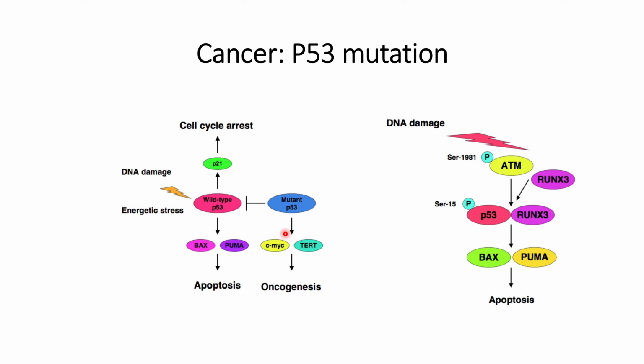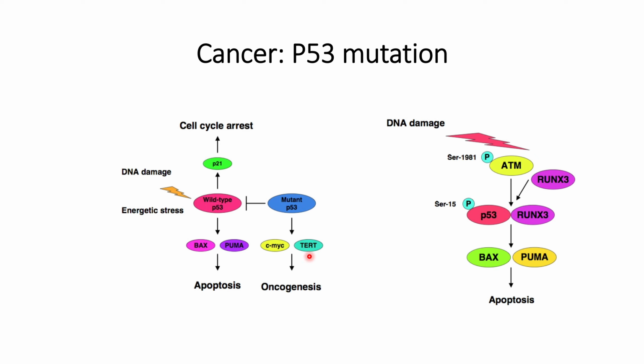However, in case of cancer cells, if P53 mutant works, the mutation in the P53 results in change of the functioning of P53. There are two examples shown here: CMYC and TERT genes. These genes are responsible for drug resistance. So if these kinds of genes are overexpressed, then the cells will become drug resistant.